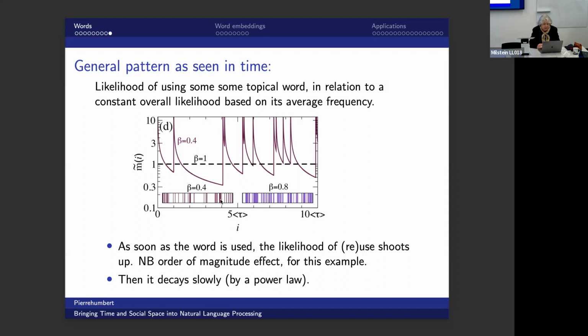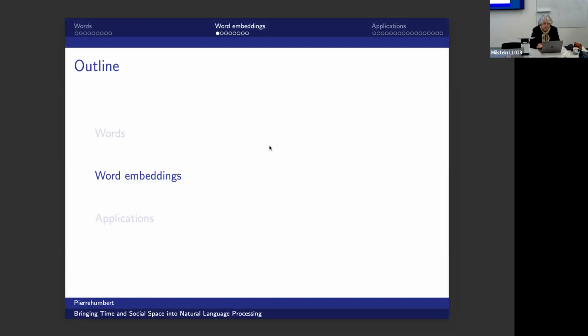And in this little ribbon display, you're seeing how for a small beta, which is very concentrated, you get all these little bursts and then you get lulls, because obviously once it becomes more likely, then you get some more uses right close together. If beta is somewhat bigger, there's still a little burst, but nothing like the same degree. Okay, so those are the key facts we're going to have to work with to build a natural language processing system.